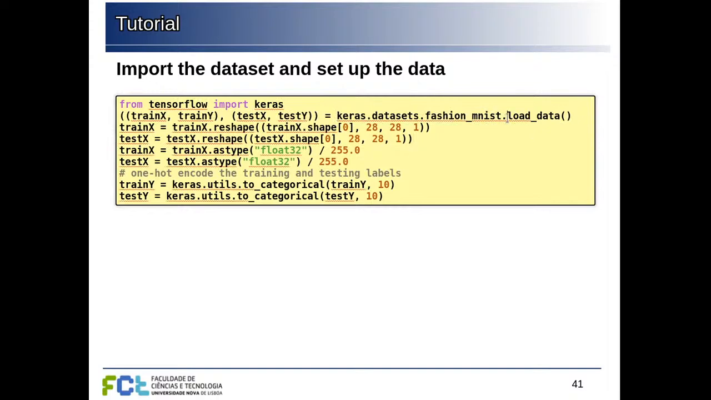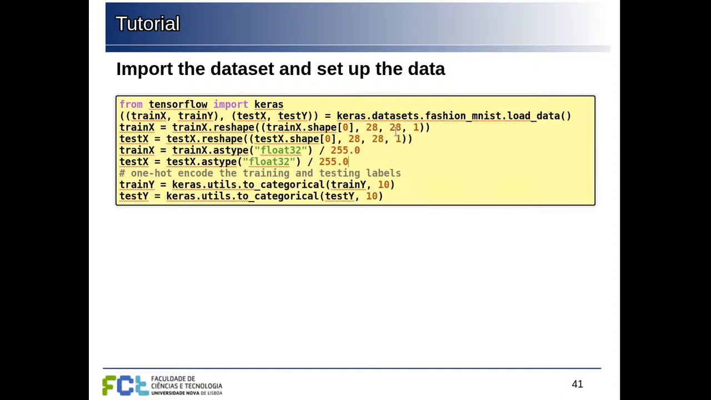The first time you call load data, it will download the data set onto your hard drive. Afterwards, you just load the data without a problem. And then you just need to reshape things in order to fit them into the convolutional layer. So you have images of 28 by 28 with one channel. This is the grayscale channel. And you have as many as your data set.